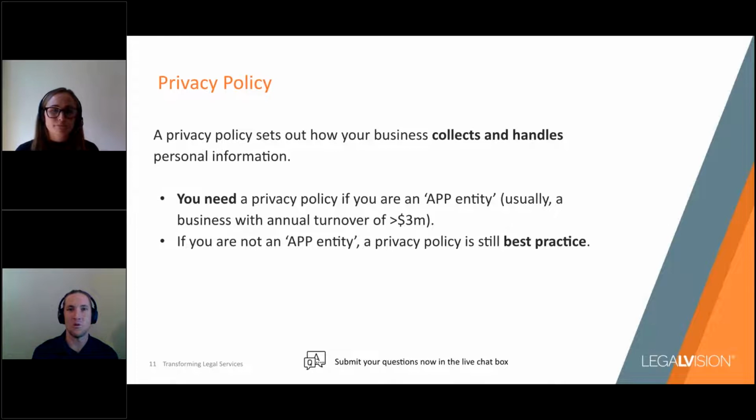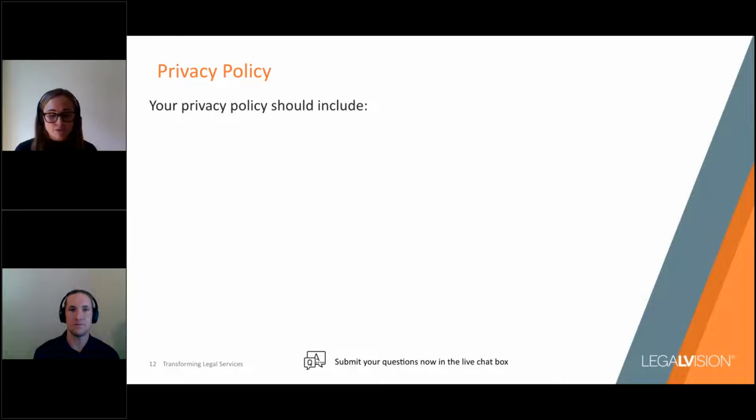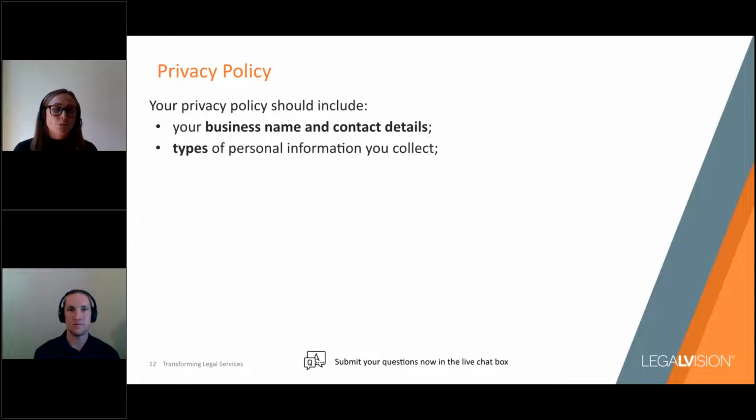Great, thanks, Ali. What do you usually see in a privacy policy? So the APPs actually specify what needs to be in a privacy policy, and it needs to include things like the details of the entity that's collecting the personal information and their contact details. You also need to have set out what information you collect, whether it's personal information or sensitive information, which would be things like health information or sexual orientation, religious beliefs, that kind of thing. And that just attracts a slightly higher threshold of care.